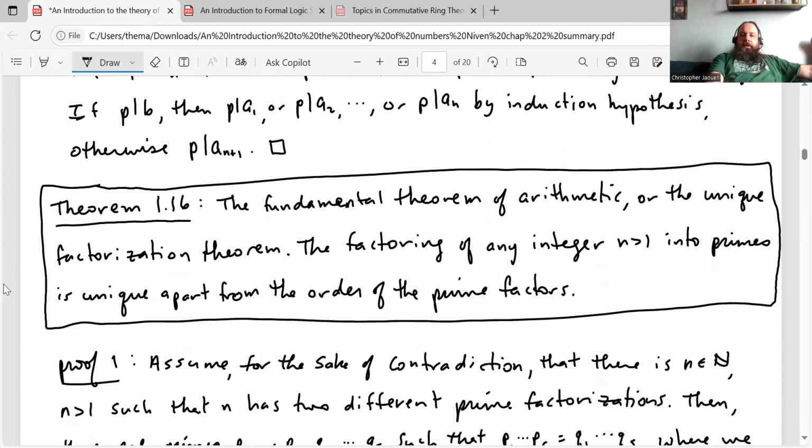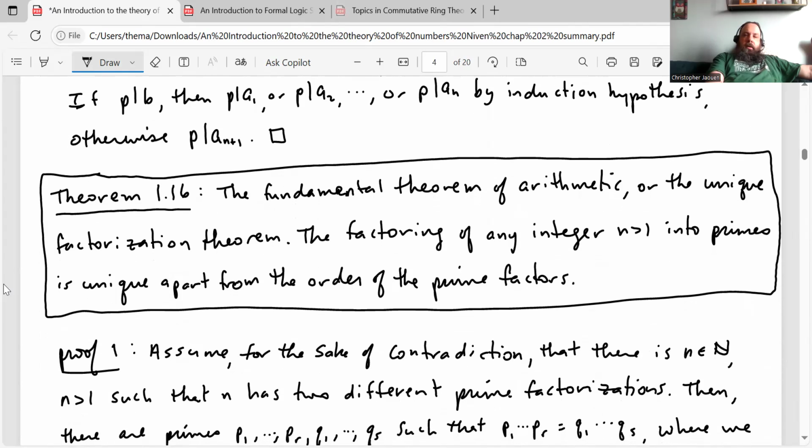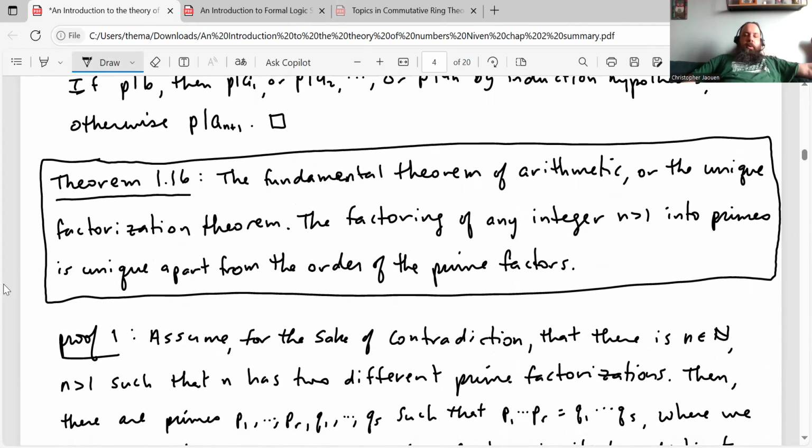All right, so that was by induction on n. Theorem 1.16 is next, which is the fundamental theorem of arithmetic. Or if you want to think of it as unique factorization, then this theorem is on unique factorization in the integers. What it says is the factoring of any integer n greater than 1 into primes is unique apart from the order of the prime factors.